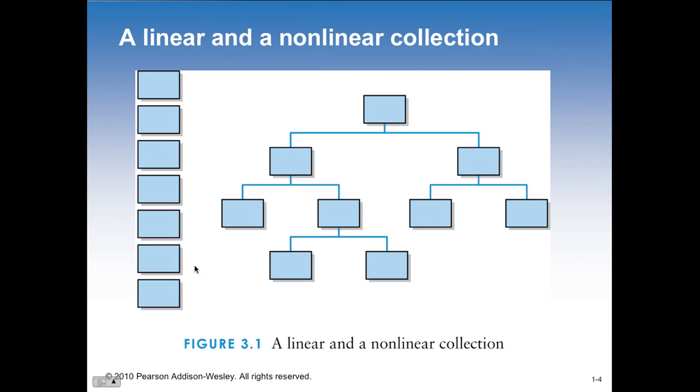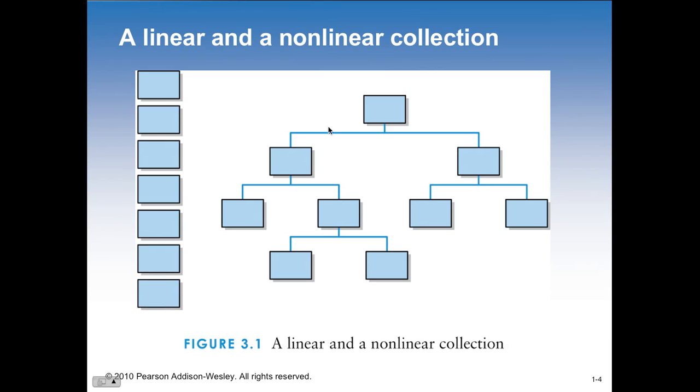It's all lined up. Here, it's kind of hierarchical. It may not be a linear approach; it could be non-linear, and this looks like a common data structure called a tree. That looks like a list. So these are both collections, however. They both qualify as collections, but one's linear, one's not linear.